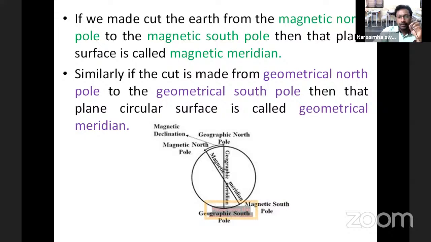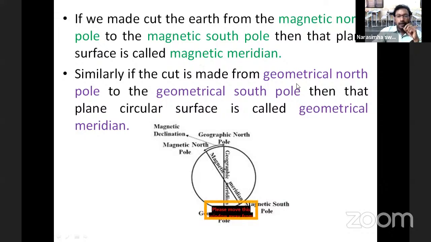Now you need to understand what a meridian and a magnetic meridian are. What is the magnetic meridian? If you cut the Earth from the magnetic north pole to the magnetic south pole, then that plane surface area is called the magnetic meridian. Similarly, if you cut from the geometrical north pole to the geometrical south pole, then that plane circular surface is called the geometrical meridian. Observe this. If you cut from the geometrical north to the geometrical south, that is called the geometrical meridian. And if you cut from the magnetic north to the magnetic south, then that is called the magnetic meridian.